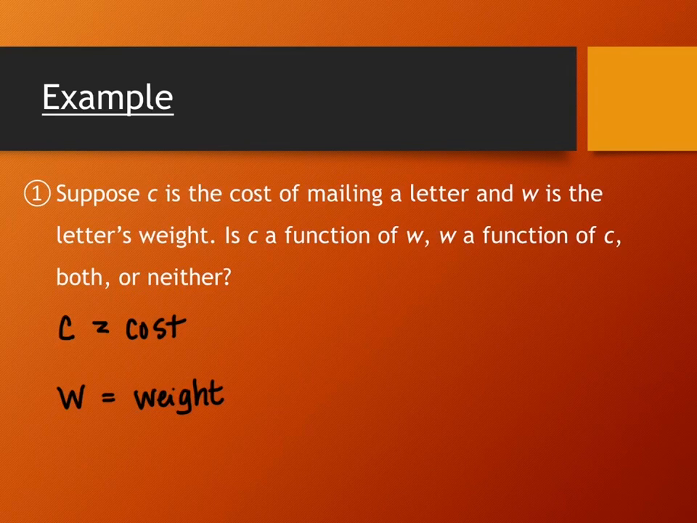And the first question asks us, is C a function of W? So that phrasing tells you that W is the input in this particular part of the question, and C would be the output. And then the next part of this question flips them, okay? So is C a function of W would mean, can this work?